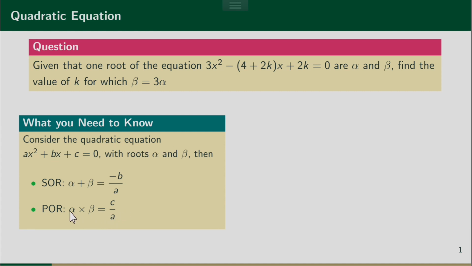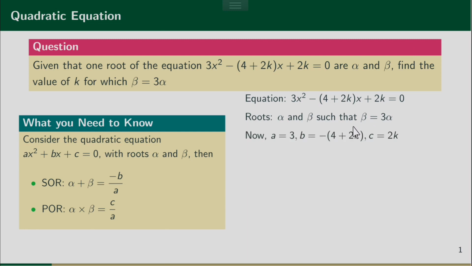With this, you can solve this problem to the end. What is needed more is just some basic algebra skills to be able to transpose and make one variable the subject of an equation. So let us begin. This is the equation here. I'm going to write down the roots. The roots are given as alpha and beta, such that beta is 3 times alpha. This is very important. It will help us later, as you are going to find out.